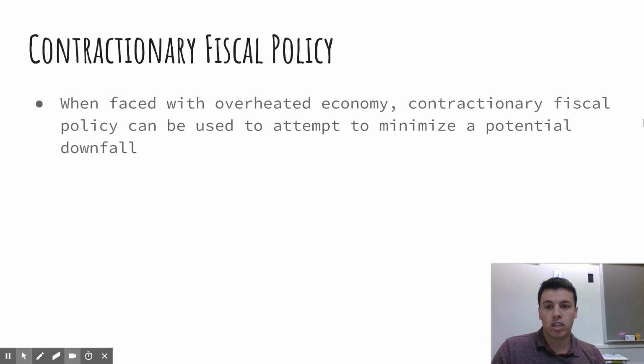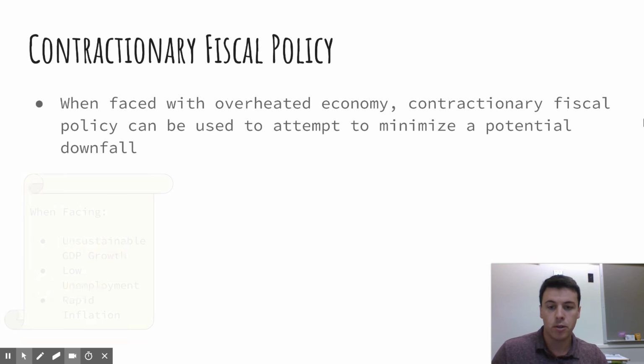So let's take a look at contractionary. This is even more of a theoretical idea, just because we don't tend to see contractionary fiscal policy very often, due to the political nature of it. It's Congress, it's the president, and there's a complete lack of popularity in cutting programs, increasing taxes, all of that stuff. Whenever we're faced with an overheated economy, we can use contractionary fiscal policy to attempt to minimize any potential downfall with the business cycle.